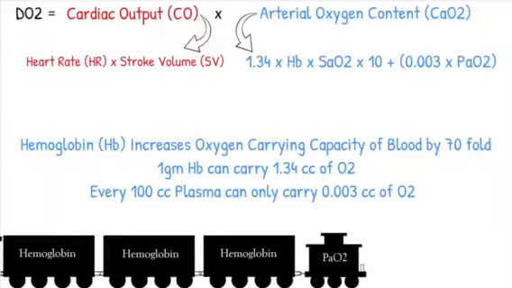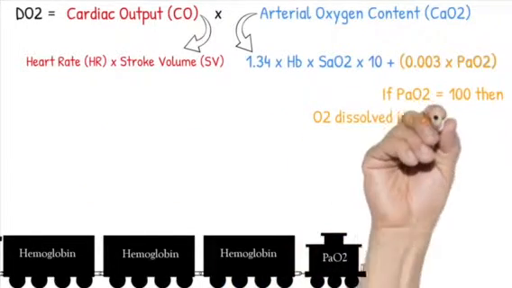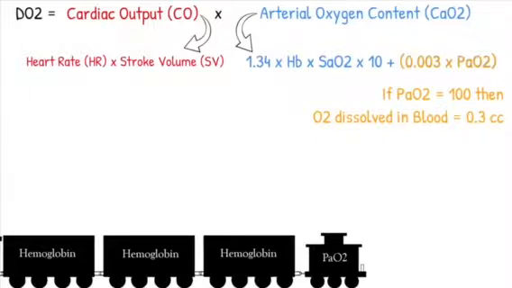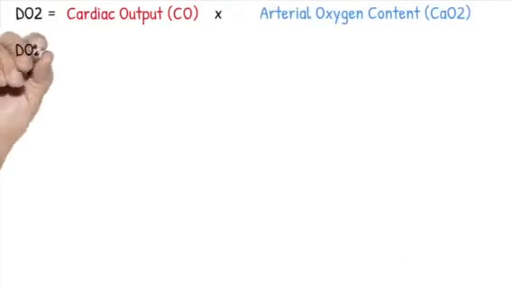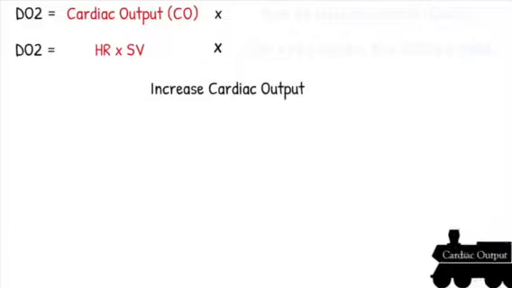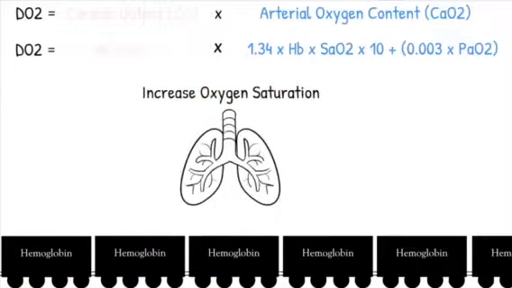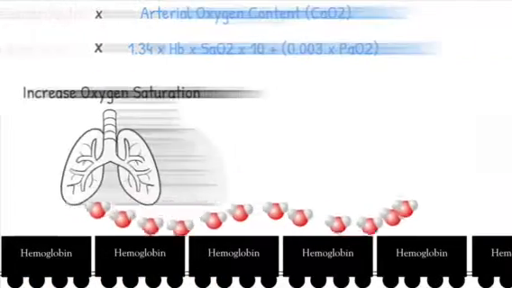In this example, the PaO2 is the caboose. It's an important part of the train, but it's not there for delivering the oxygen. You'll notice if the PaO2 is 100, then the amount of oxygen dissolved in the blood is only equal to 0.3, essentially making this a negligible component of oxygen delivery. Therefore, the greatest impact to oxygen delivery is made by either increasing the cardiac output, or the amount of hemoglobin, or the oxygen saturation. So why measure the PaO2?